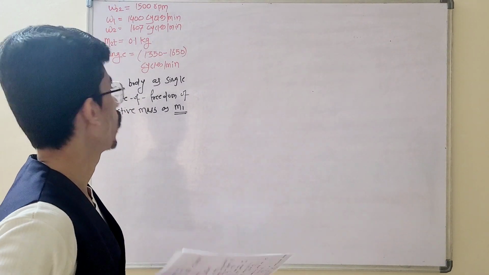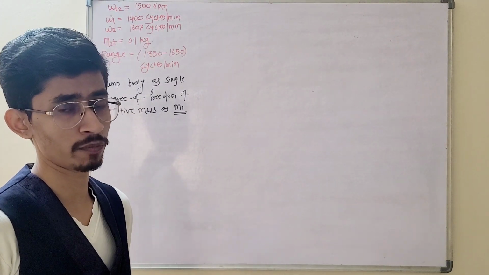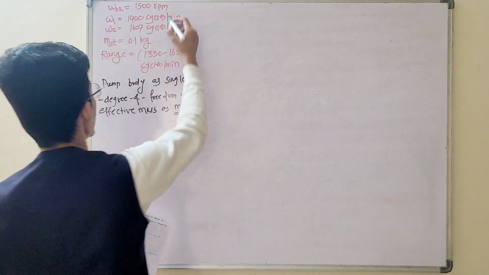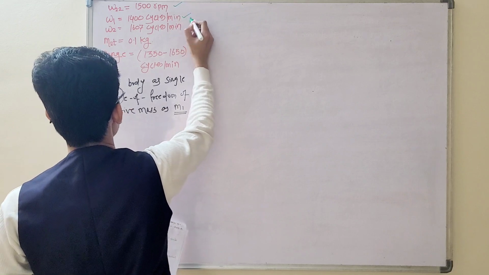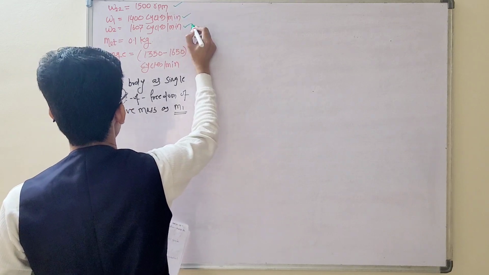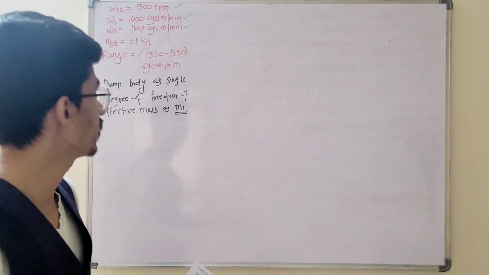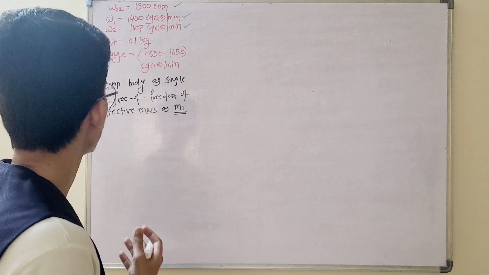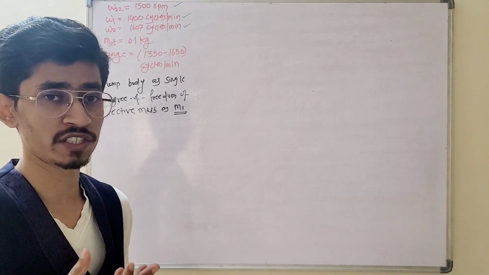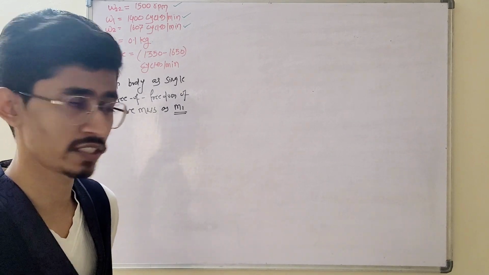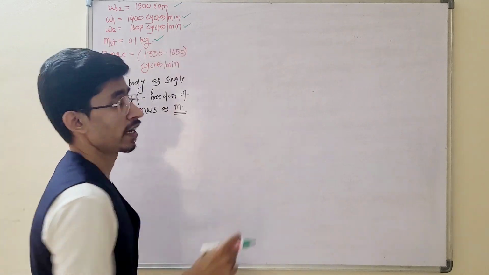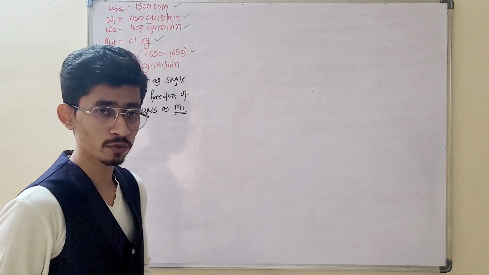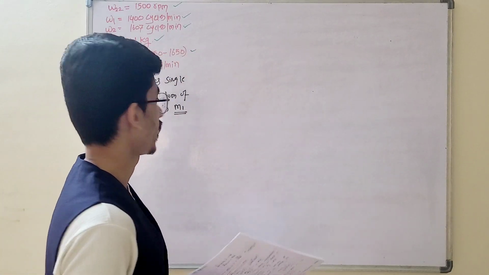Given data: omega 22 is 1500 rpm. The pump is going to resonate at 1500 rpm, from the question itself. Omega 1 is 1400 cycles per minute. Omega 2 is 1607 cycles per minute. This data is taken from the question itself. You have read the question and then taken that data. The initial mass of the trial neutralizer is 0.1 kg. That is again known, and the range is very important. The range is given as 1350 to 1650 cycles per minute.